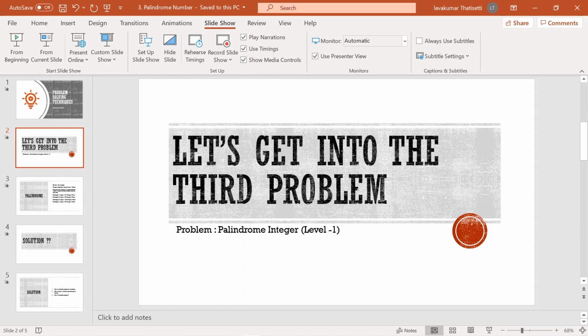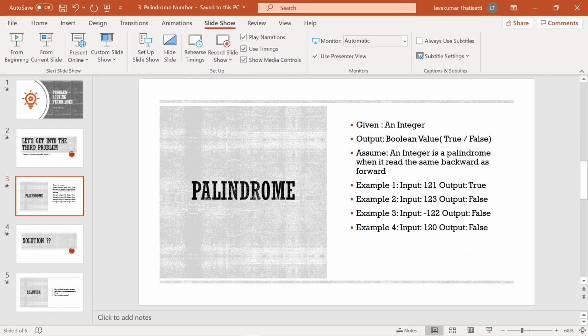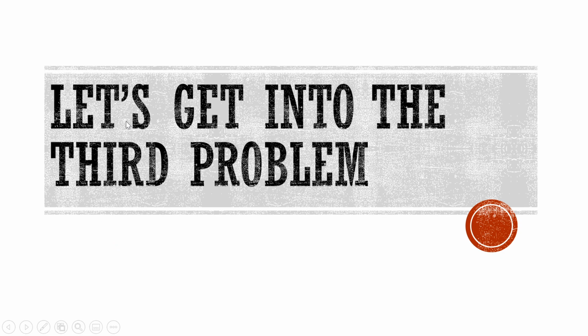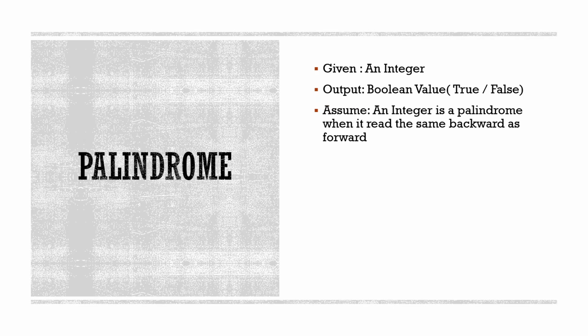The problem is palindrome integer. This is a level 1 problem, which is a basic problem. First we understand the problem statement, then we can know how to approach the problem. Given an integer, the output expected is a boolean, either true or false.